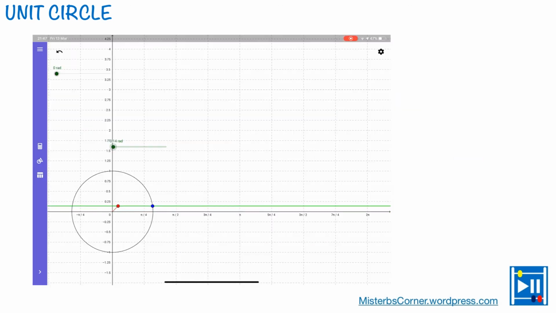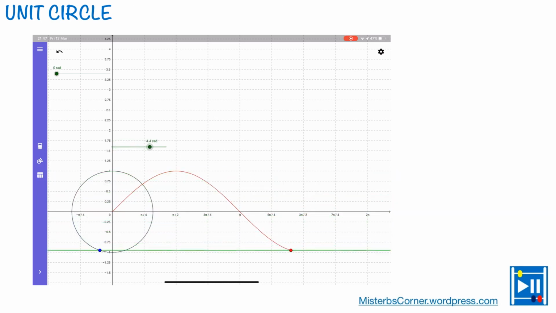Now, when the coordinates of the point P changes, the y coordinate, which is a sine value, right? The sine values form the sine graph. So you can see that one full circle, one full round, gives us one period of the sine graph. And after that, it repeats itself because, well, we start from the beginning on the unit circle in a full round again, right? So this is the relation between a trigonometric function of sine and the unit circle.